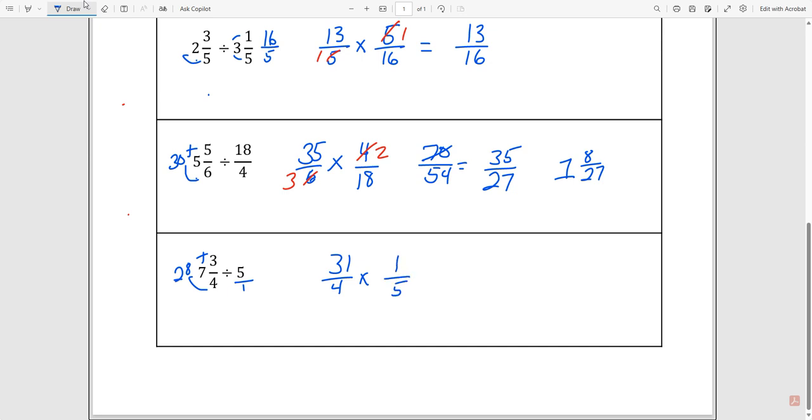Okay, nothing to simplify here again. So we can just simply straight multiply. 31 times 1 is 31, and 5 times 4 is 20. And again, if your teacher is requiring you to convert this back to a mixed number, then that'll be 31 divided by 20 is 1, leaving 11 left over. And we have 1 and 11/20.